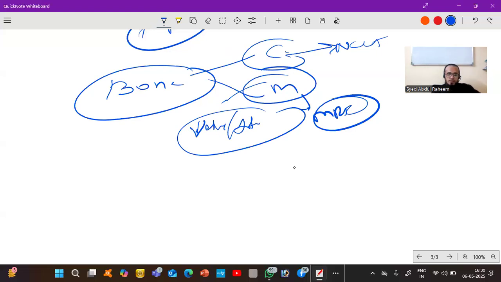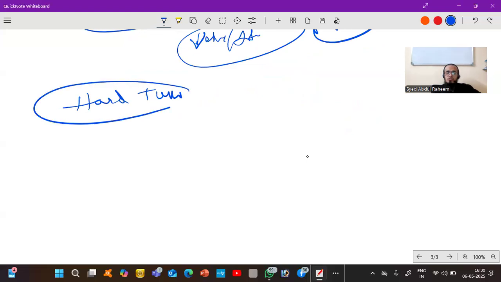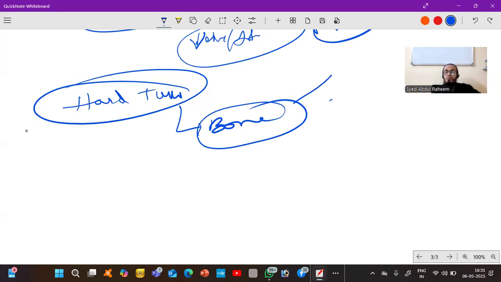Next, only hard tissues. What is the hard tissue in our body? Can anyone tell? So hard tissue is bone. For bone we need X-rays. Hard tissue needs X-ray.